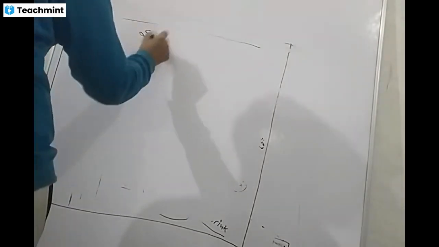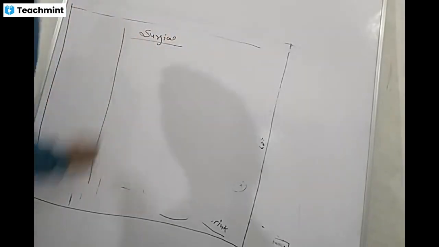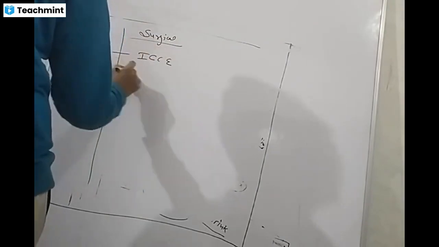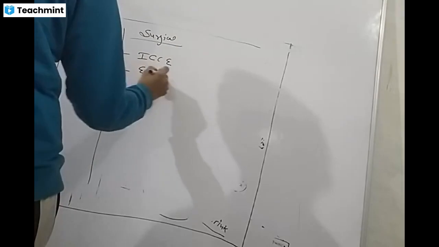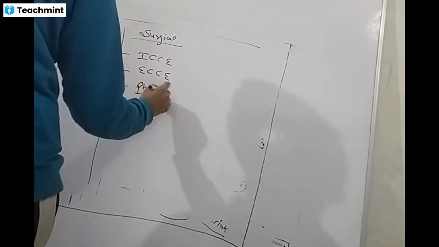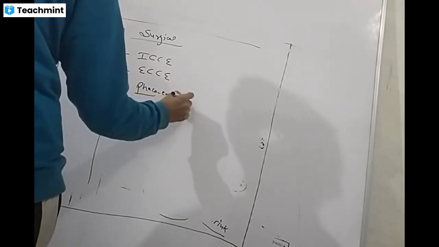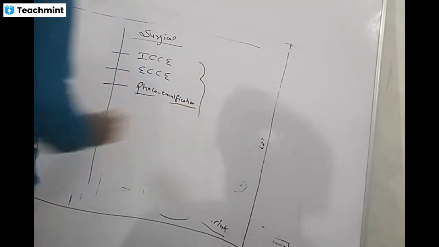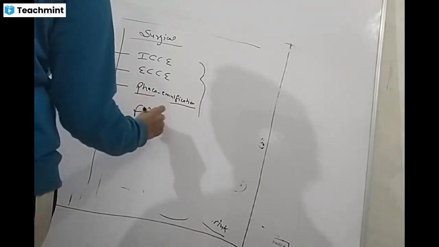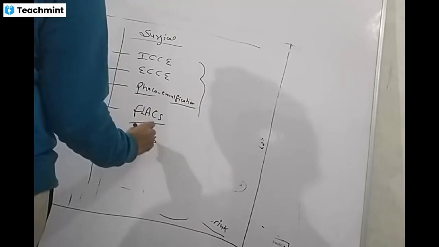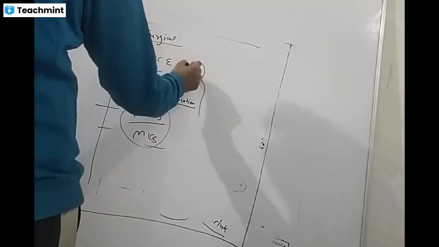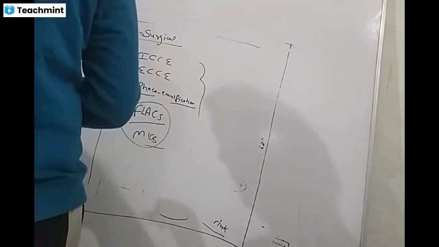Now, surgical corrections. What options do we have? First is intracapsular cataract extraction. Second is extracapsular cataract extraction. Third is phacoemulsification. These three are very important. Others like Flex and MICS are used in human beings. So we'll see intracapsular, extracapsular, and phacoemulsification.